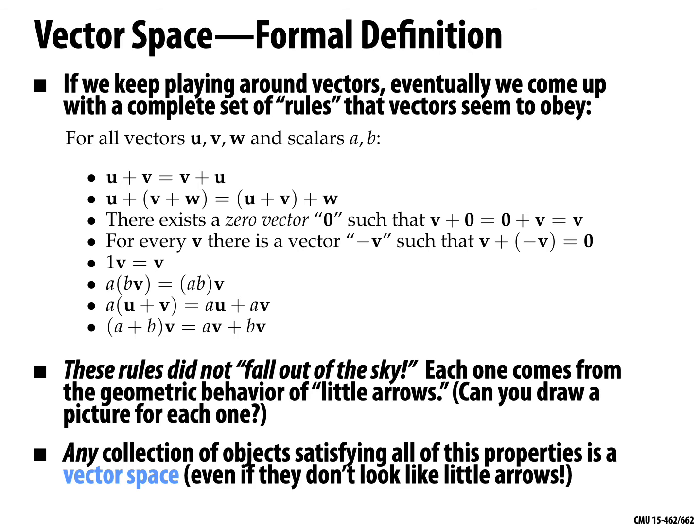Okay, and then we can say any collection of objects satisfying all these properties is a vector space, even if they don't look like little arrows. So the purpose of formulating this very formal list of properties is that we're going to encounter, in our exploration of computer graphics, other objects that obey this same set of rules but are not just little arrows. And we'll see a few of those later on in this lecture. Okay? So the point is to be able to identify when some kind of object has the same structure or behavior as a vector space, even if it's not a literal arrow.